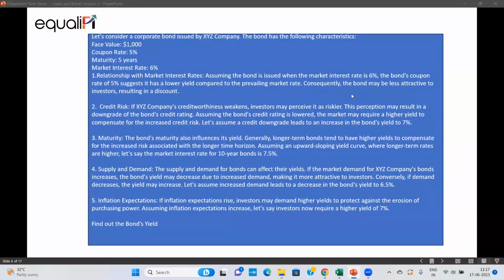Government security rate is uniform across all the instruments. That is the point, Bharat. That is the point.